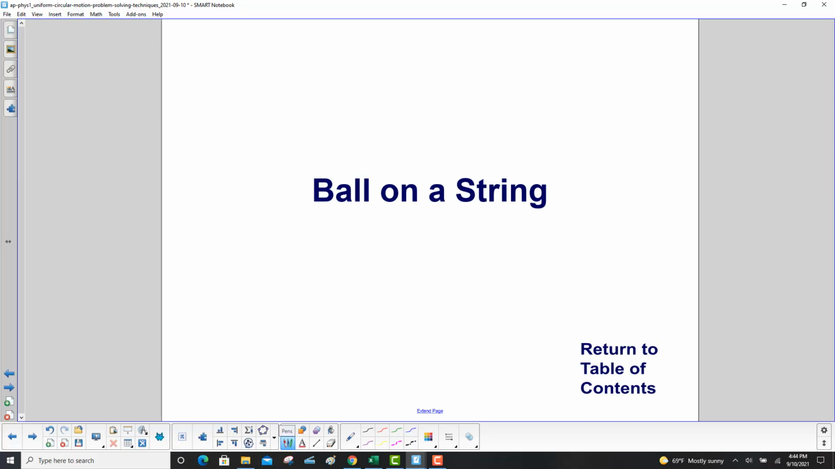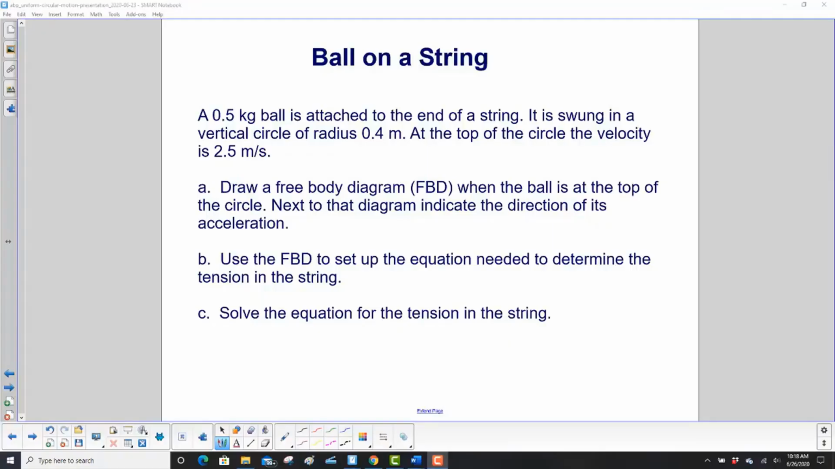Ball on a string. A 0.5 kilogram ball is attached to the end of a string. It is swung in a vertical circle of radius 0.4 meters. At the top of the circle, the velocity is 2.5 meters per second.